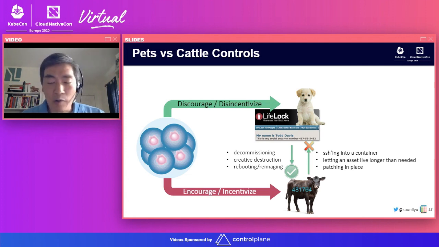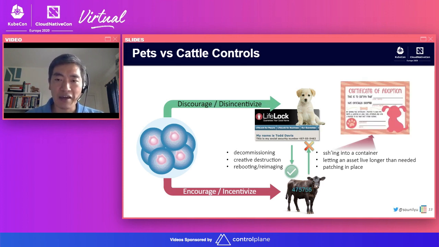Or even simple things that we do in security, such as patching in place, that will cause cattle to become pets. One of the things that we would want to be able to do to avoid new pet creation is just to make sure people are aware when cattle become pets. And so imagine, if you will, you had a way to present a certificate of adoption whenever someone starts doing something that turns a cattle system into a pet-like system.